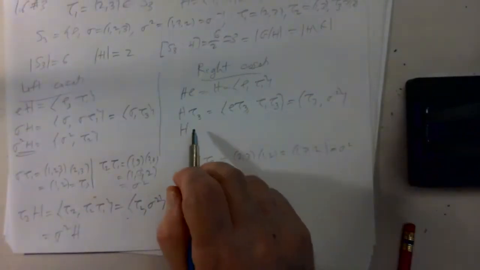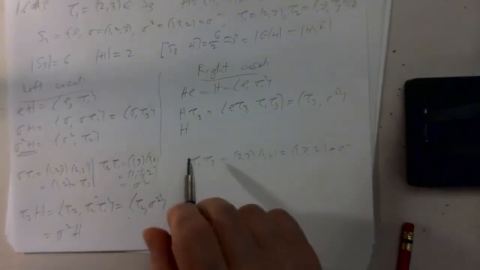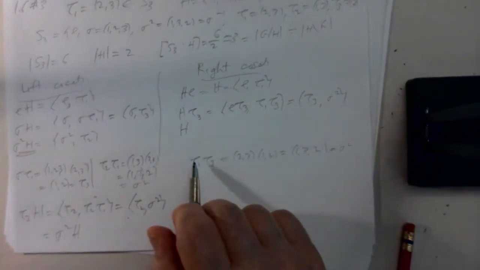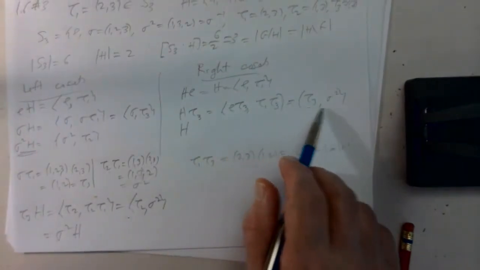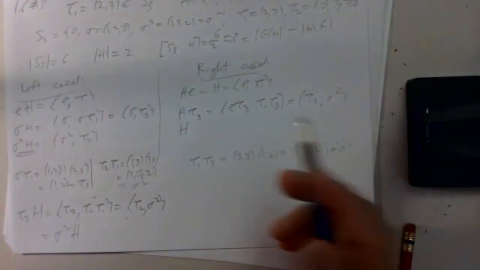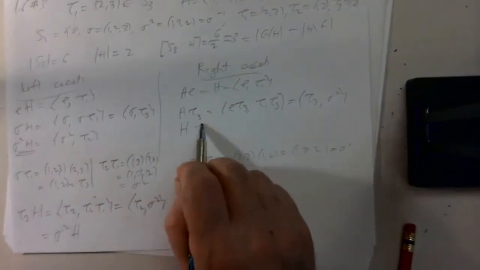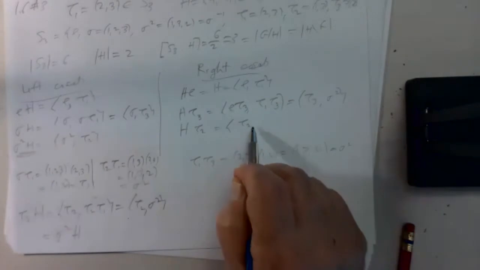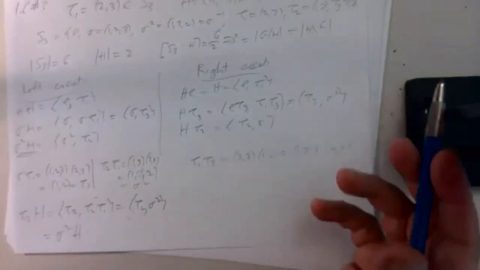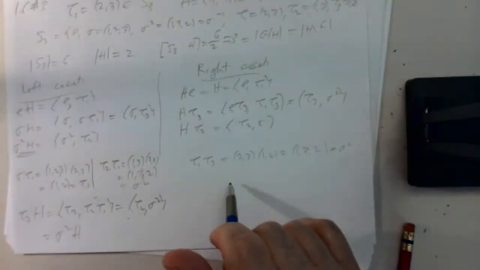I need a third coset. What should I pick? I've already used tau 1, tau 3, sigma squared. The only choices are tau 2 or sigma, and it doesn't really matter which one I pick. It's going to have to be tau 2 and sigma, because those are the only two elements that are left.